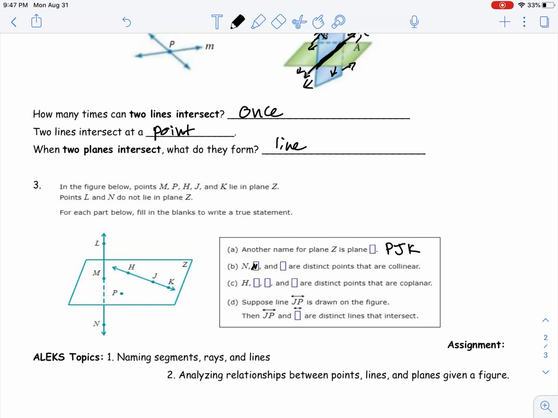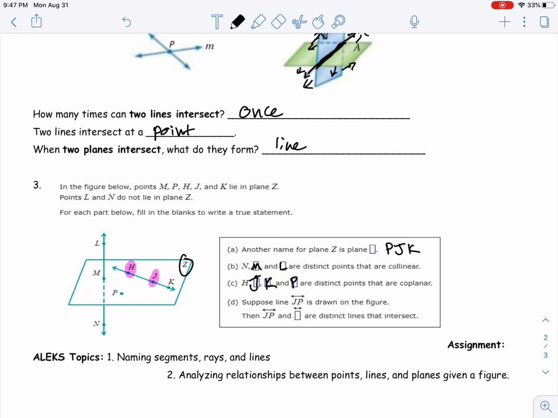Oops, I erased M and L. I'm looking for 3 more distinct points from H that are coplanar now. So coplanar, we're looking for points that are on the same plane. H is one of them. J, we could do, is on that plane. K is on that plane. And P is on that plane. You could have also done M, but you could not have done Z. Again, Z is not a point. That's just defining the plane.